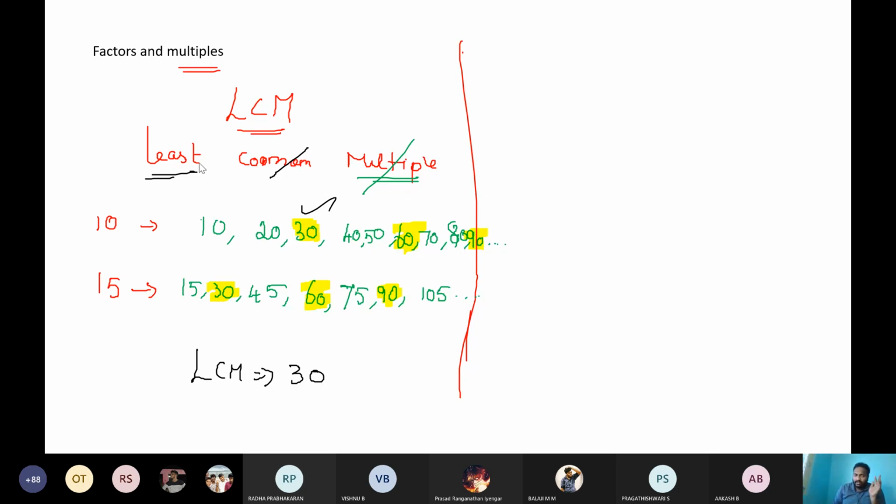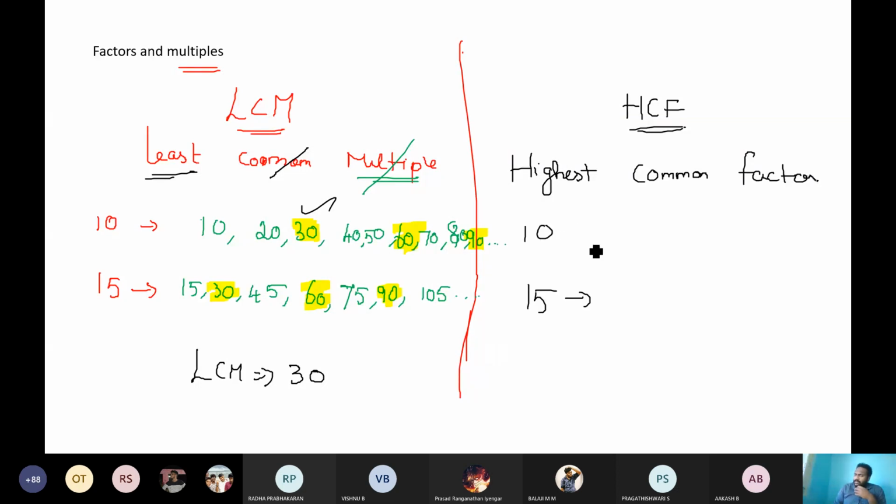Very good. Correct. Similarly, when I say HCF, highest common factor. Let's take 10 and 15. First, let me start writing the factors. What are the factors of 10, guys? What are the factors of 10?